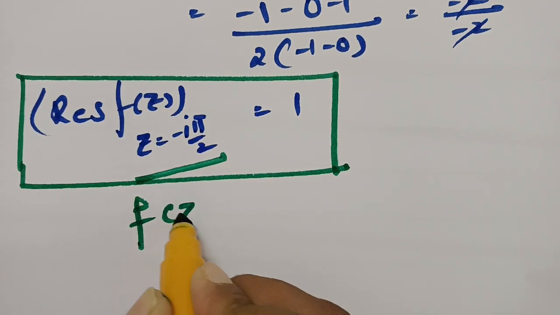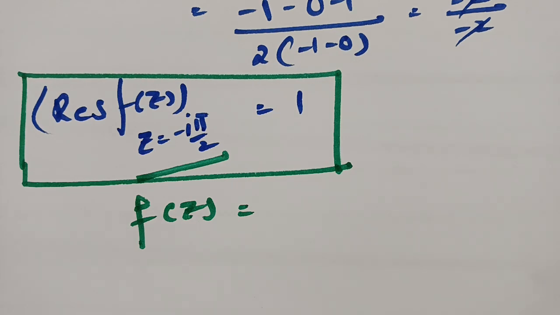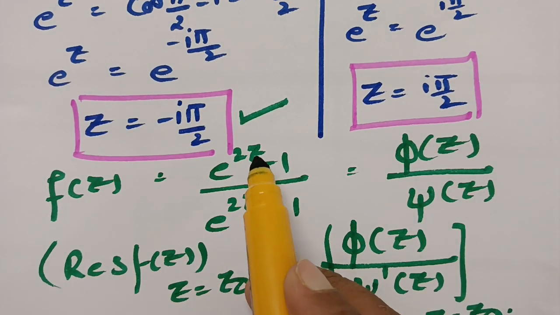So again we have f(z) is equal to e^(2z) minus 1 by e^(2z) plus 1.